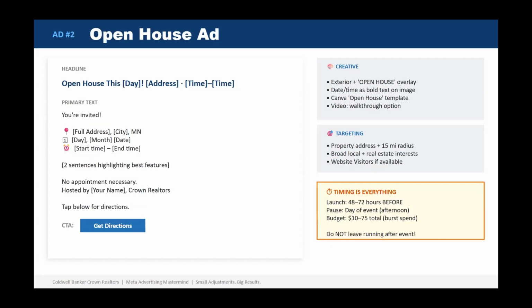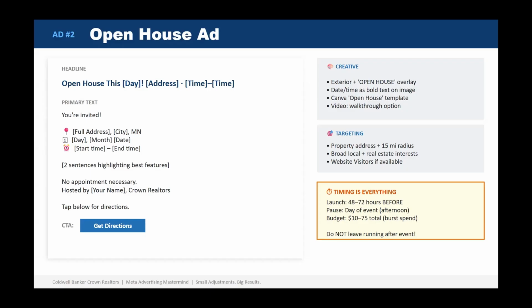Okay, open house ads. Have you run an open house ad? We've done one once in the Park Rapids office. Usually open houses haven't always worked in our area, starting to work now. But we've done one for the open house ad and we had really good turnout. We had really good views. Your headline on your open house ad is going to be very basic. Day, address, time.